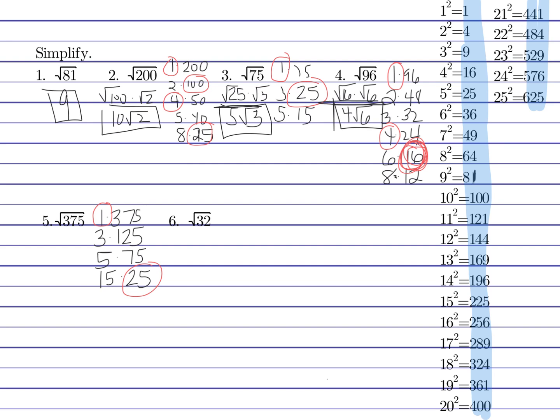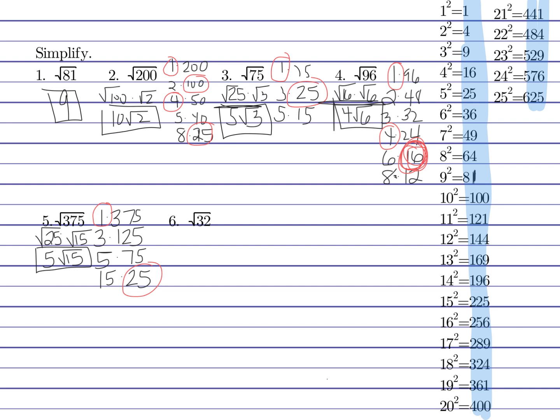And then I will rewrite the square root of 375 as the square root of 25 times the square root of 15. The square root of 25 is 5 times the square root of 15. And that's my answer. 5 times the square root of 15.